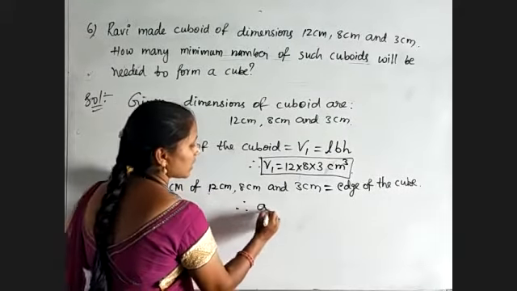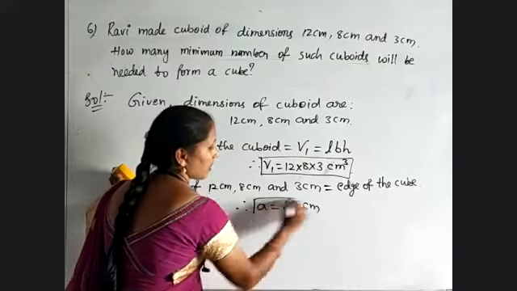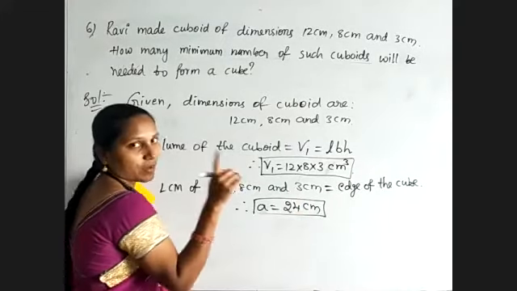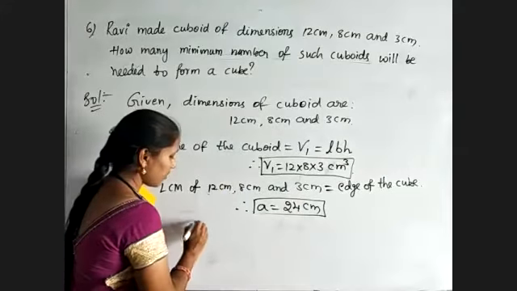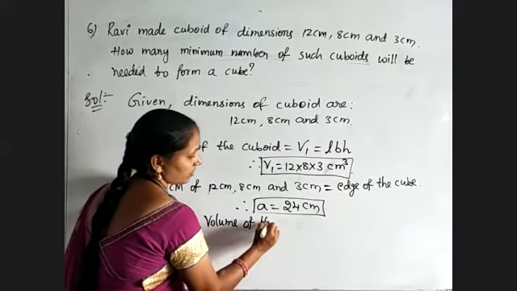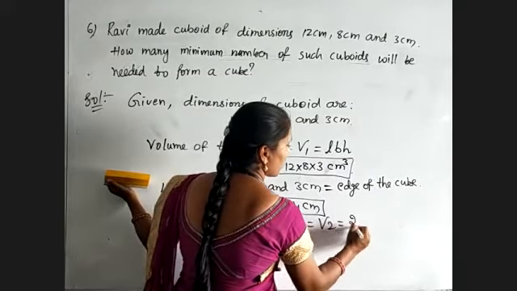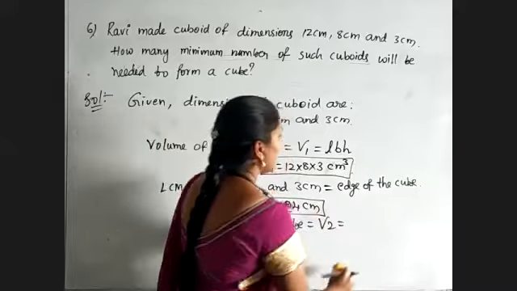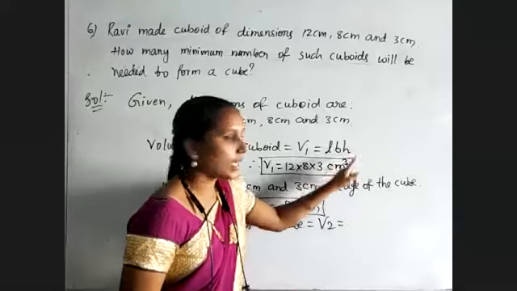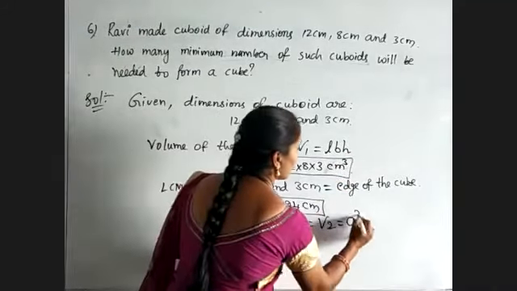Therefore, A is equal to the LCM of those 3 numbers. We got 24 centimeters. Because the sides are in centimeters, we take 24 centimeters. Therefore, the volume of the cube is V2 is equal to A cube. Volume of a cuboid is L into B into H. Here all sides are equal, so A into A into A. Edge of the cube, A into A into A, that is A cube. This is the formula.